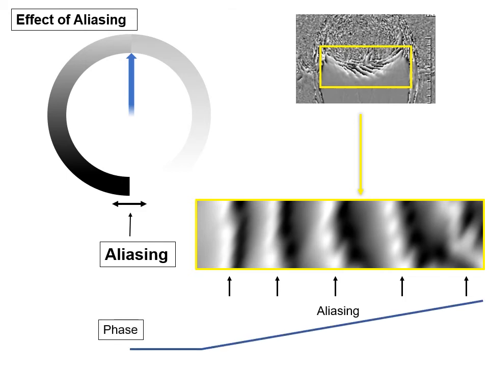So this happens because as we get further and further in this direction, there's a higher and higher phase change which exceeds the grayscale. So we get this aliasing effect.